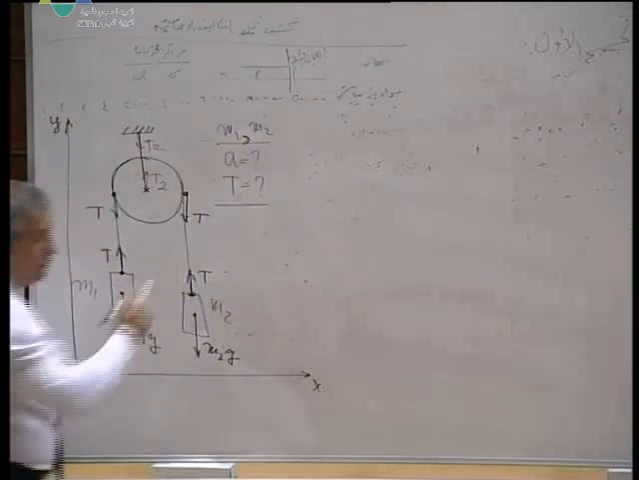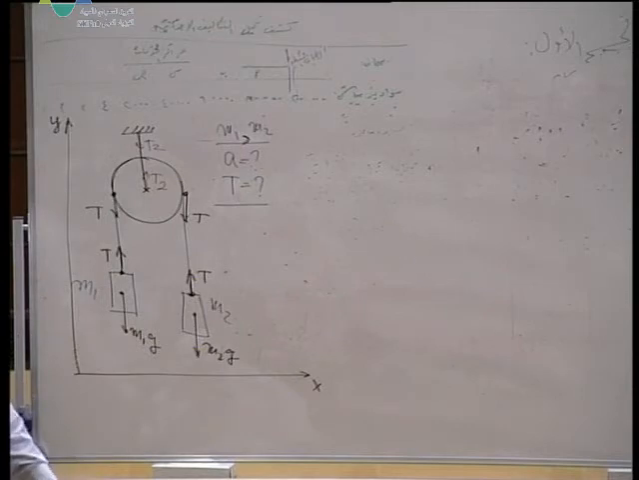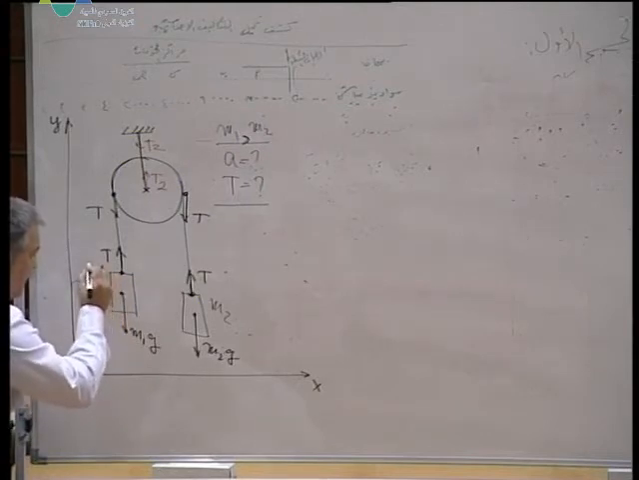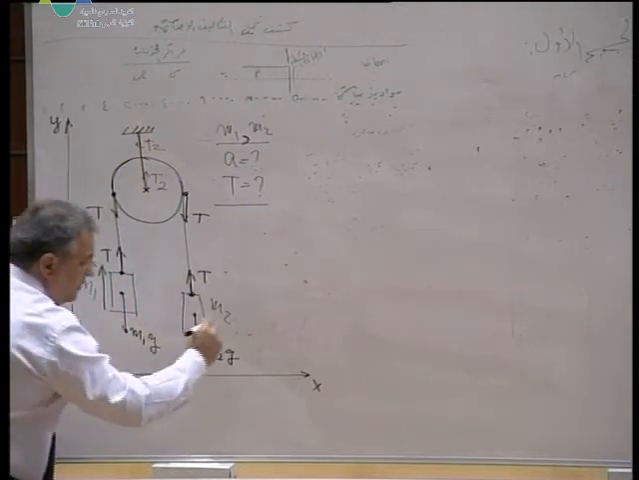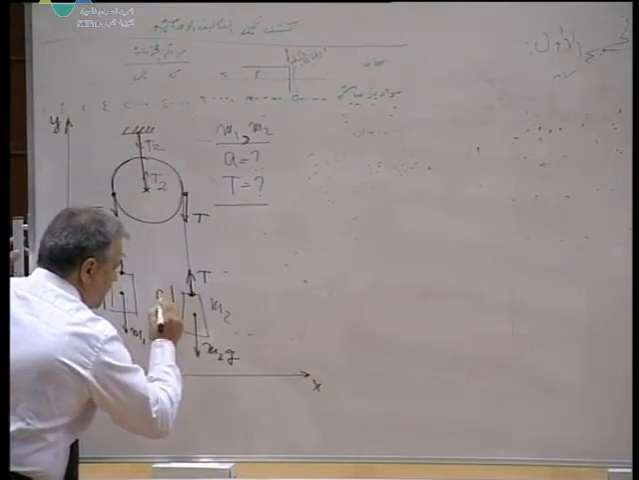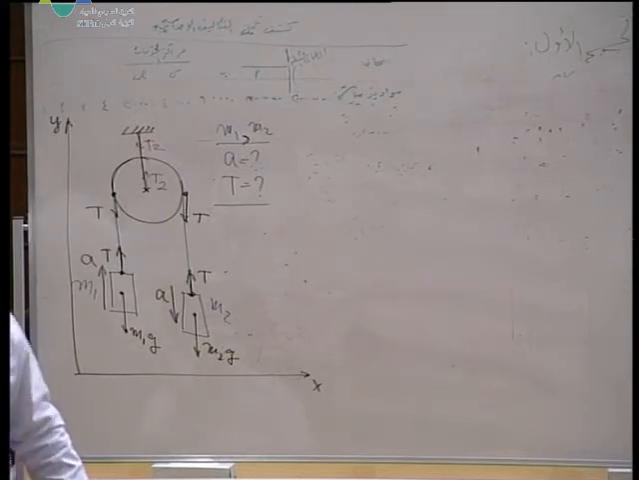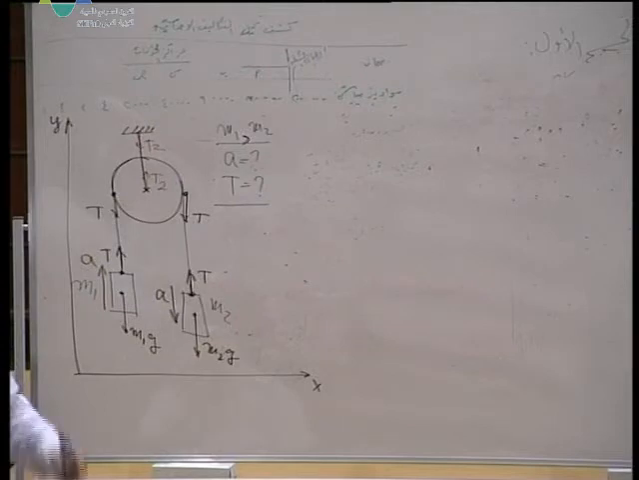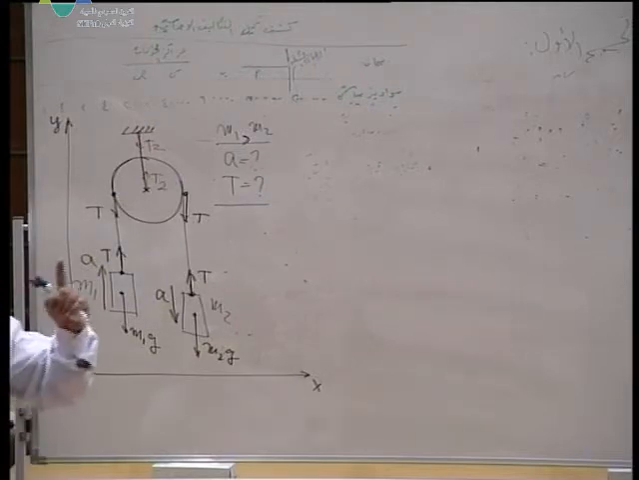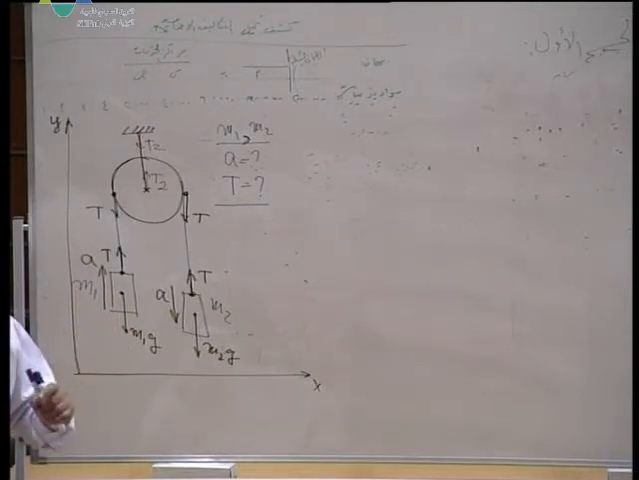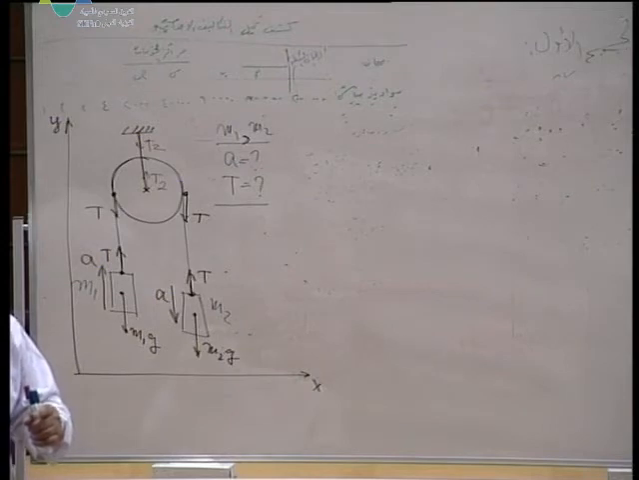Here is a comma. I don't know. Do you want up? Yes. Let's suppose that this one is moving up with the acceleration A. That means this one will go down with the acceleration A. Yes? That is what I suppose, and if I am wrong, no problem. When I get the numerical result, there are two possibilities: to have plus, which means the acceleration is as I chose, or to have minus, which means the acceleration is opposite to what I chose. You understand?